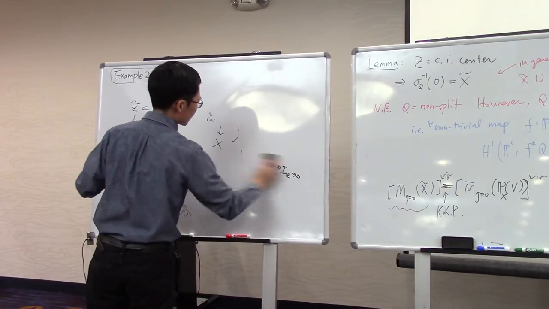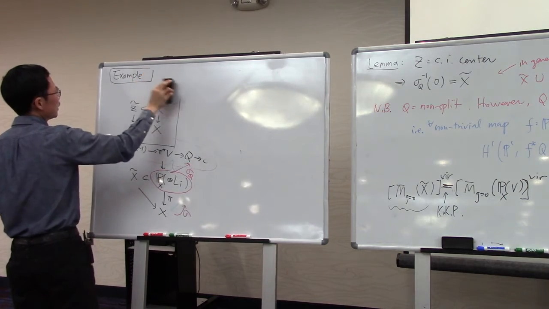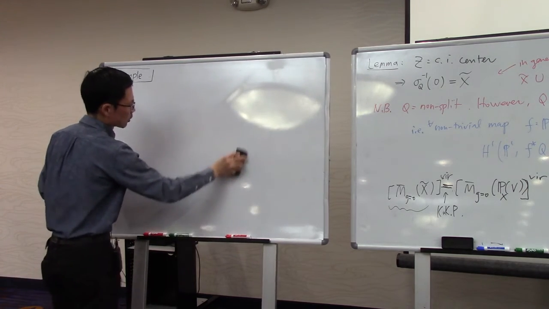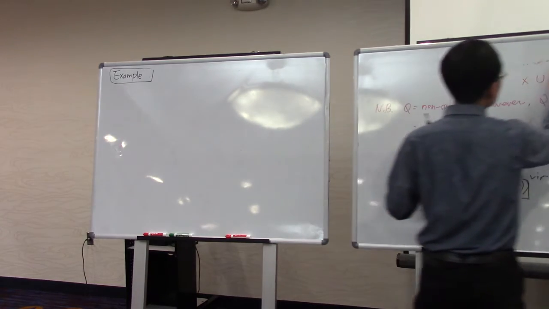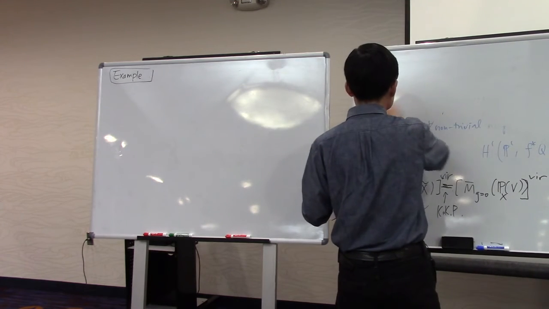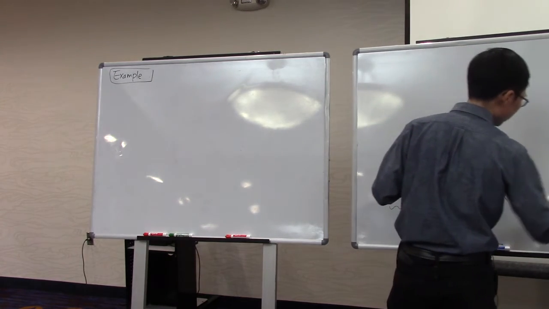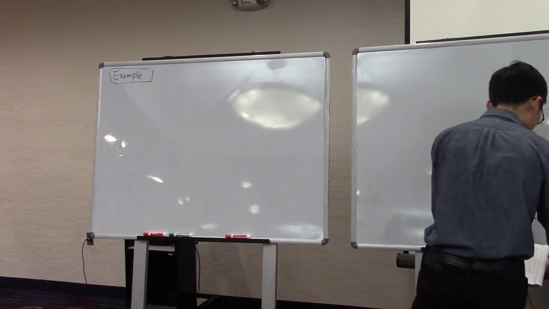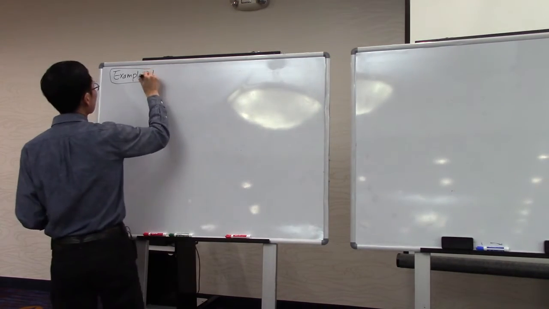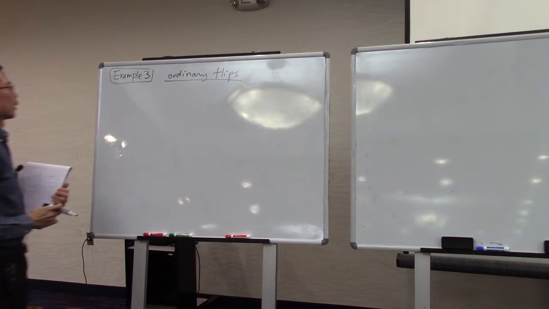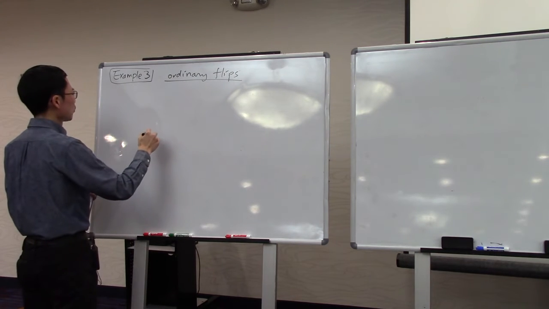So that's the second example. The third example is to do something in between these two. So now we have blowup, and in some special cases we have the flop, and there is something that actually connects these two, namely what we call ordinary flips. So it will not be crepant in this case, not K-equivalent.